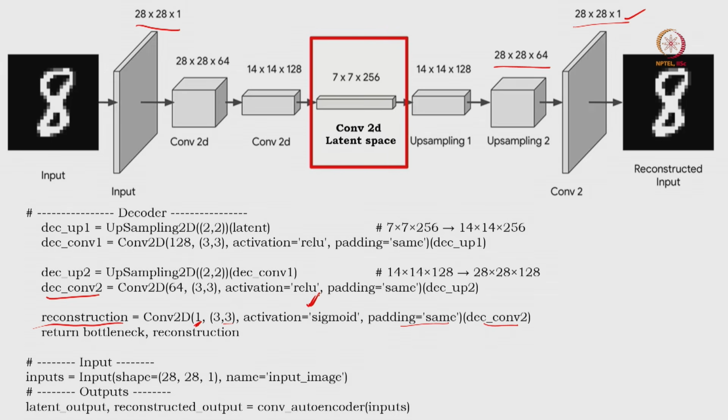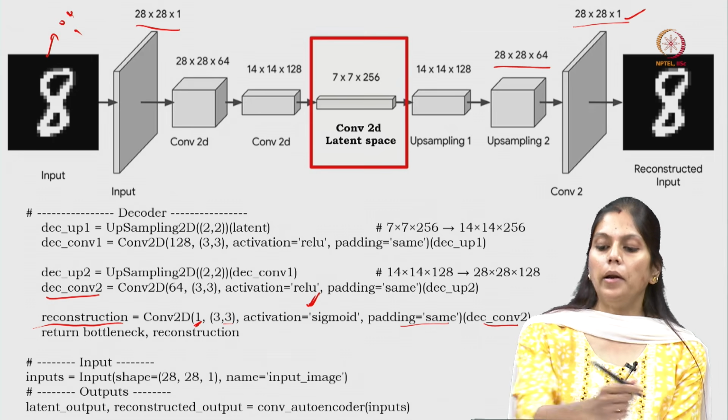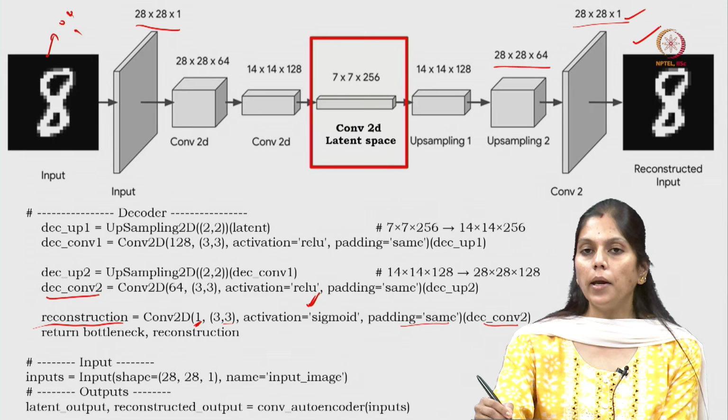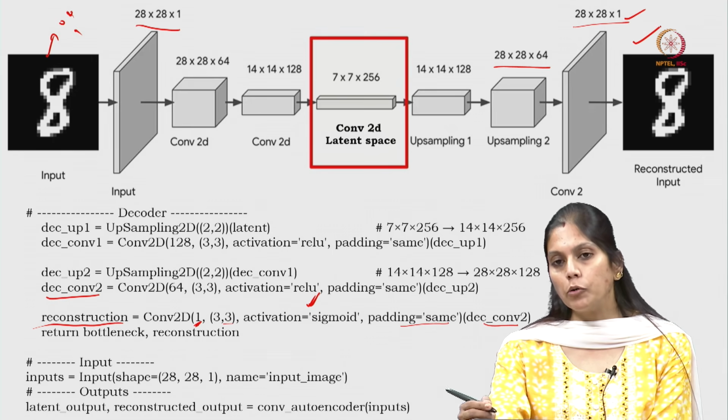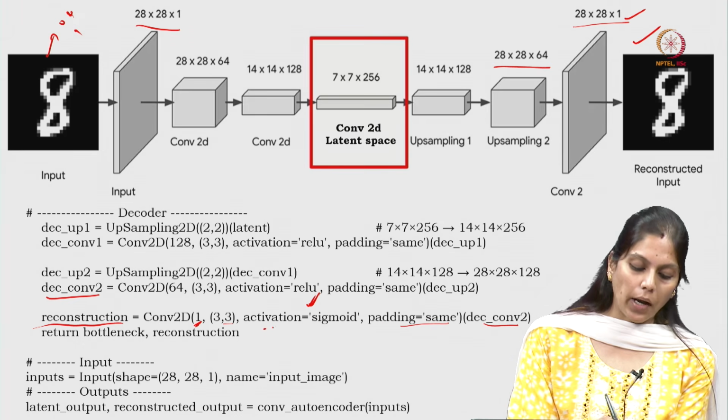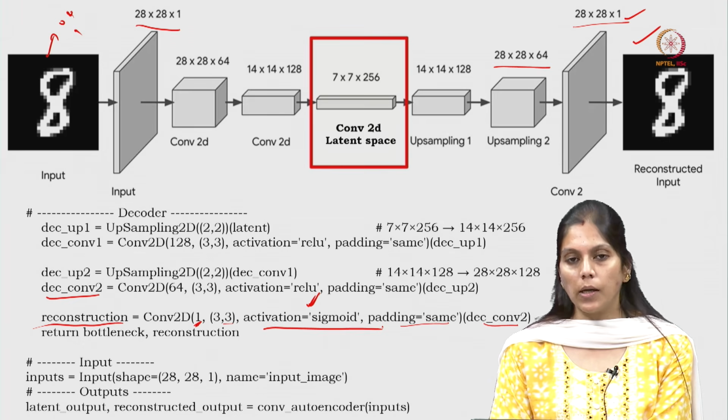Why sigmoid? Because here the input we have is in terms of zeros and ones. Because it's binary, the data is in terms of 0 and 1. Definitely even at the output layer, the data should be in terms of zeros and ones. Therefore, the activation function used is a sigmoid.